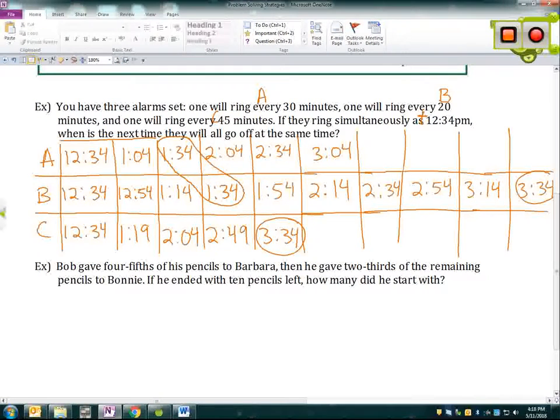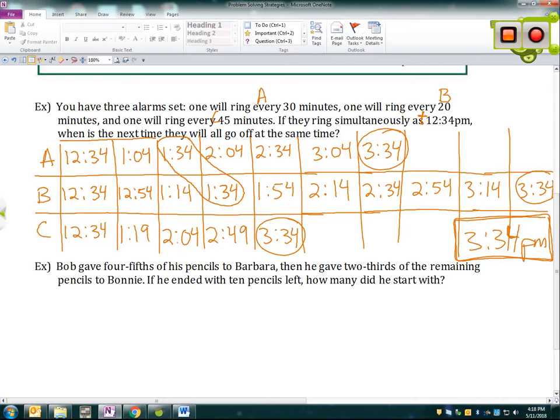The last time I have written down is 3:04, and remember this is the 30-minute alarm, so yes, in fact, this one does ring at 3:34. So my final answer to this one is 3:34 p.m.